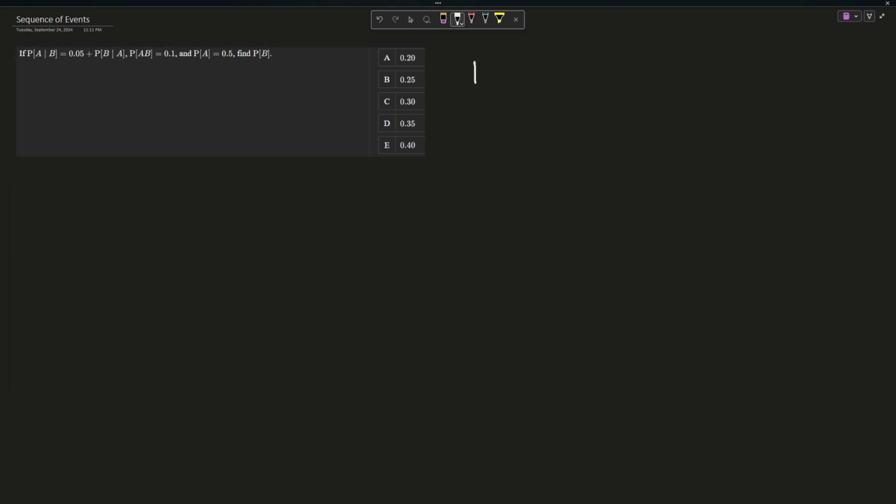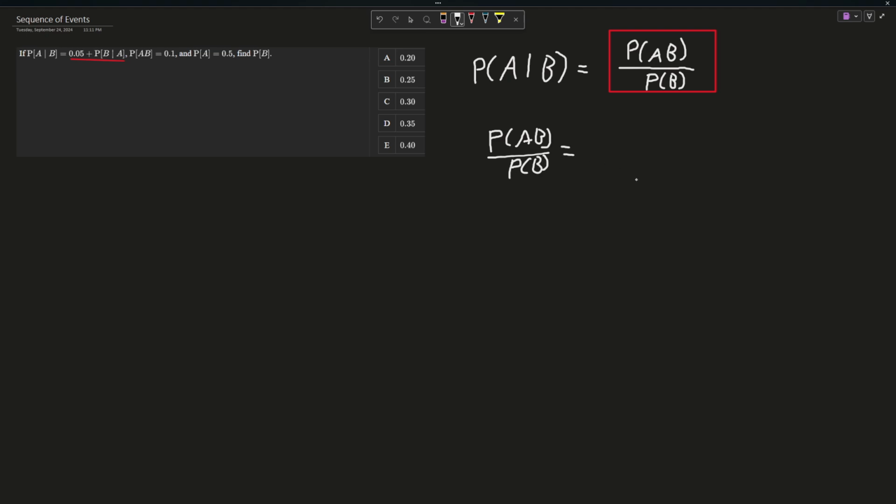So the first thing that we have to note is what this even means. And writing down the definition usually helps me out. So probability of A given B is a probability of A intersection B over probability of B. So this states that this right here is equal to this right here. So we could equal that out and then put probability of AB over probability of B is equal to, and we'll just plug that in, 0.5 plus probability of B given A.